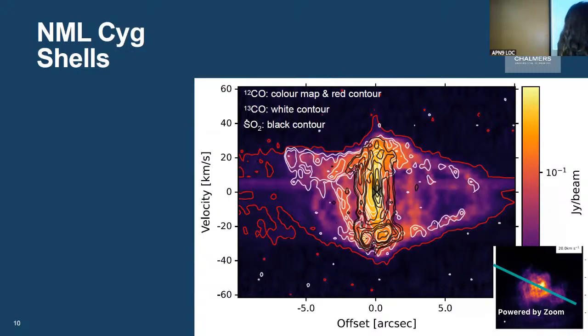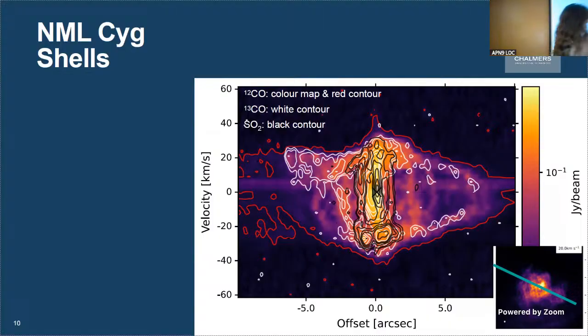And then SO2 is just an example here of one of the many molecular lines that we have, which has its own complexity. But the cut is made along this, or that blue line there in the bottom shows the cut that we chose after careful consideration. So that goes through the stellar position and that blob to the southwest.